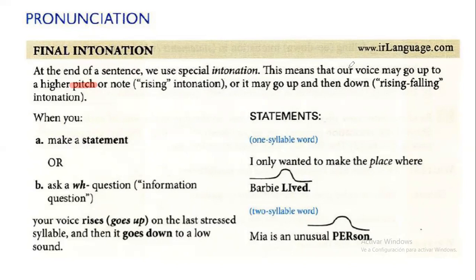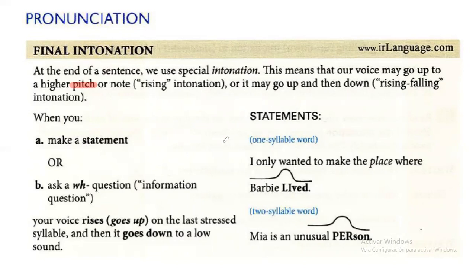So this means that our voice may go up to a higher pitch or note. That is called rising intonation. When we go up, it's rising intonation. Or it may go up and then down. As we have it here, it goes up and down. That's called rising, falling intonation.